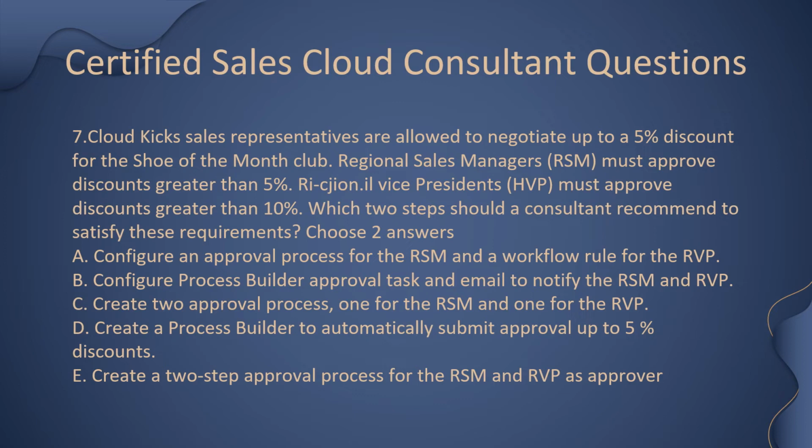Choose two answers. A. Configure an approval process for the RSM and a workflow rule for the RVP. B. Configure Process Builder approval task and email to notify the RSM and RVP. C. Create two approval processes, one for the RSM and one for the RVP. D. Create a process builder to automatically submit approval up to 5% discounts. E. Create a two-step approval process with the RSM and RVP as approvers.